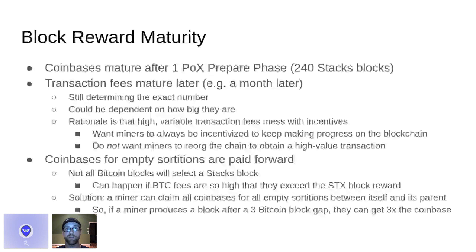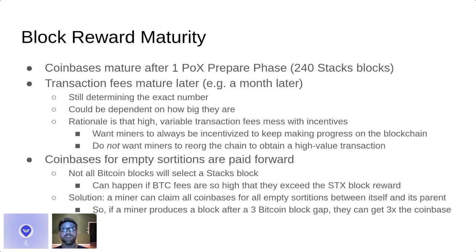And because we have proof of transfer, we're particularly sensitive to this sort of behavior. We want to make sure that miners are encouraged to keep working on the chain for at least as long as one prepare phase of proof of transfer, which right now is 240 Stacks blocks. We don't want miners to attempt to reorg a prepare phase because that could make it so that an anchor block is not selected. And that in turn hurts everybody because then proof of transfer doesn't happen.